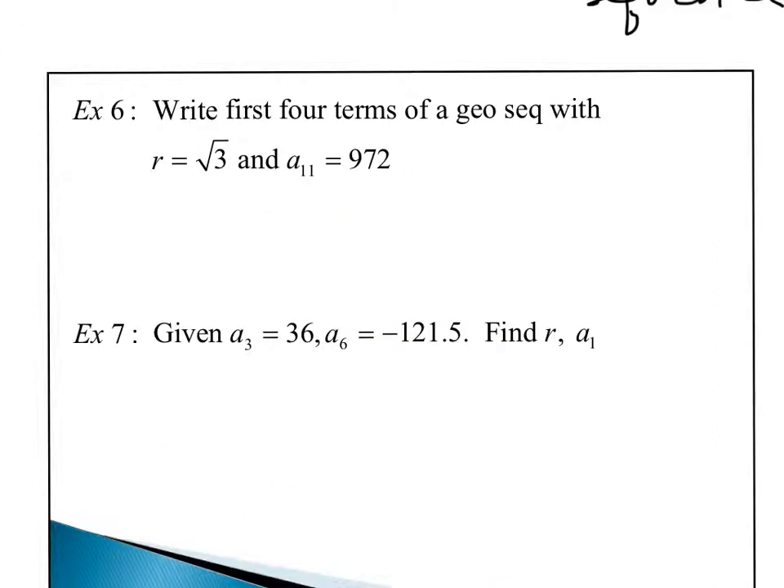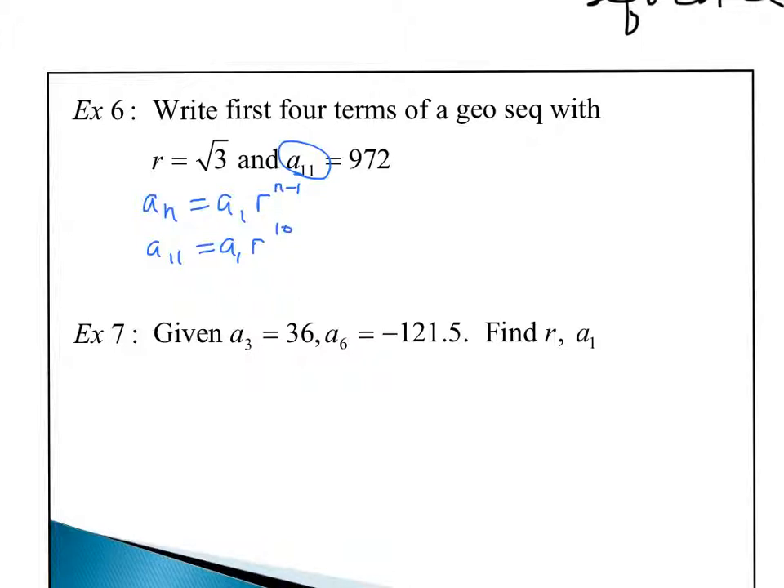Alright, in this first example, we are given the common ratio and the 11th term, and we want to find the first 4 terms. So just like we did with our arithmetic sequences, we're going to start with our generic formula. And that formula is that a sub n equals a1 times r to the n minus 1. So for this problem, since we're dealing with a sub 11, we can say a sub 11 equals a sub 1 times r to the 10th power.